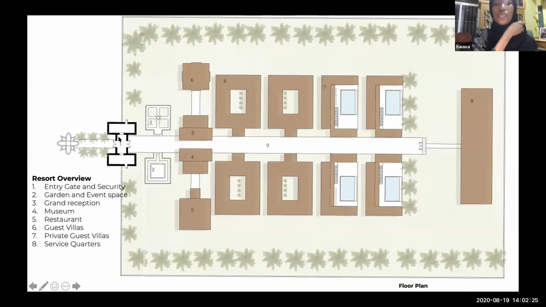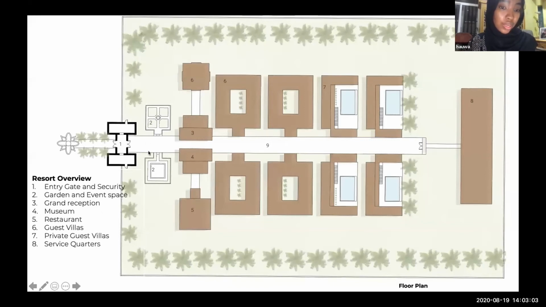So going to my floor plan, or this is more of a site plan. Starting here, I have the entry gate and security post, which is sort of the grand entrance gate where visitors would first approach the building and be guided by the security and all that process. And moving in, I created this procession that goes all the way from the gate towards the back of the resort.